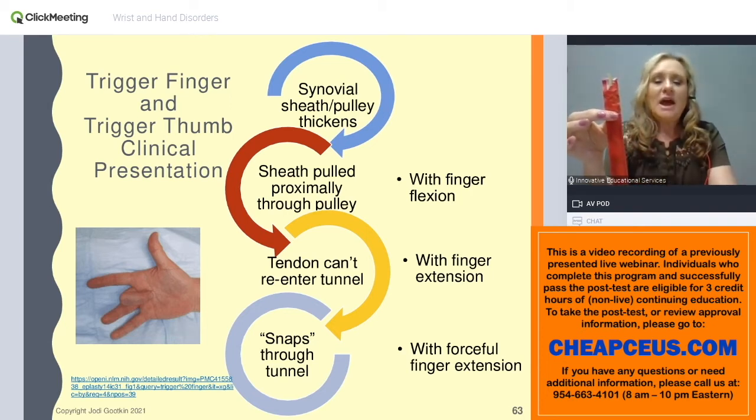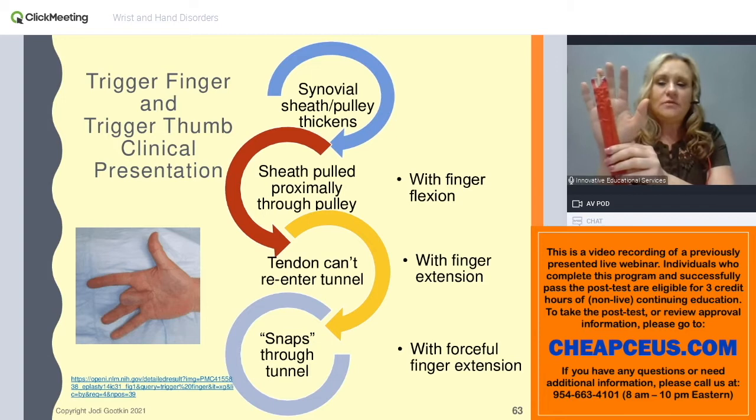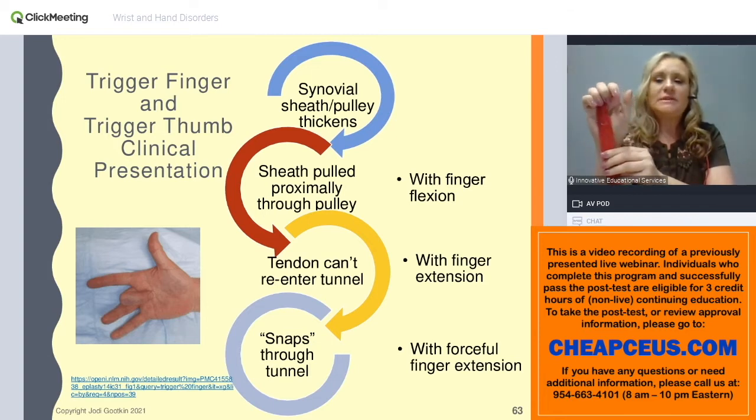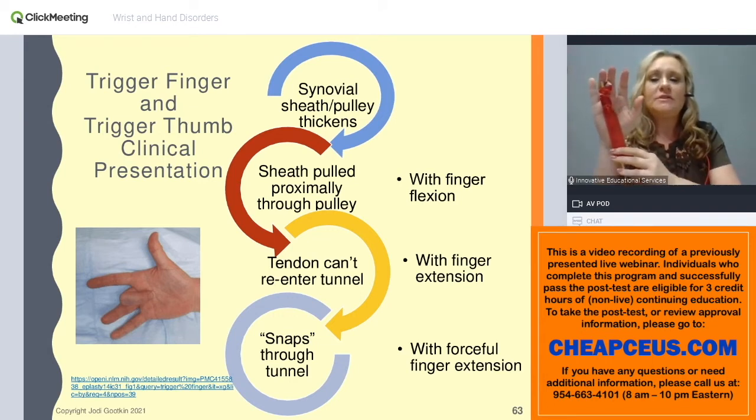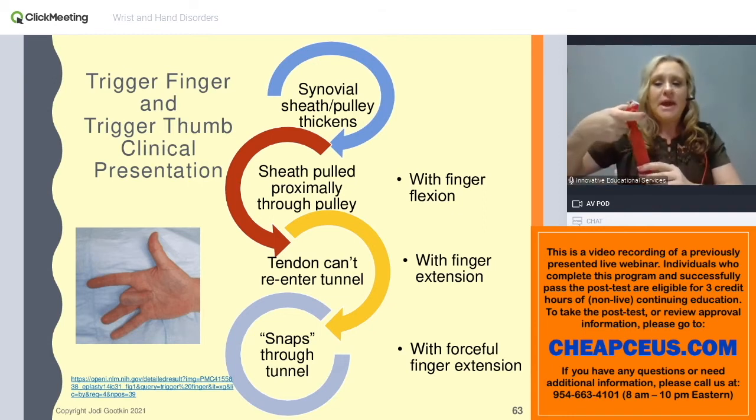When we look at when someone flexes down, the tendon and the sheath should flex down together. And then when we extend back up, they should extend back up together. What happens in this pathology is when the person flexes down, you see this excessive sheath, it's going to bunch up underneath the pulley. So when the patient goes to extend, all this extra bunched up sheath can't get past that annular ring to go back up.